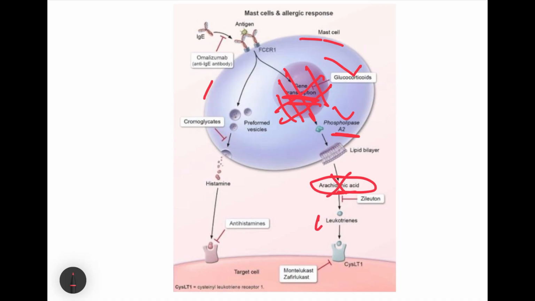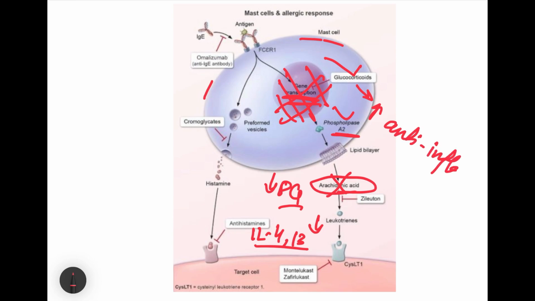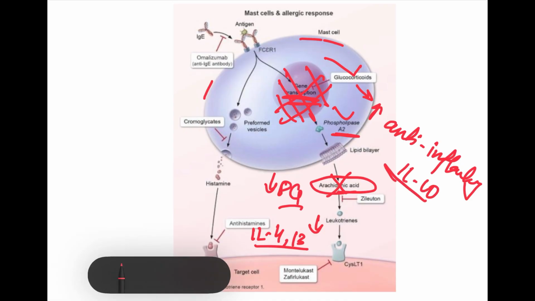To do it, there will be a decrease in leukotrienes, and a decrease in prostaglandins. Due to it, there is a decrease in synthesis of pro-inflammatory cytokines like interleukin 4, interleukin 13. And the corticosteroids also increase the production of anti-inflammatory substances like interleukin 10, etc. Okay.